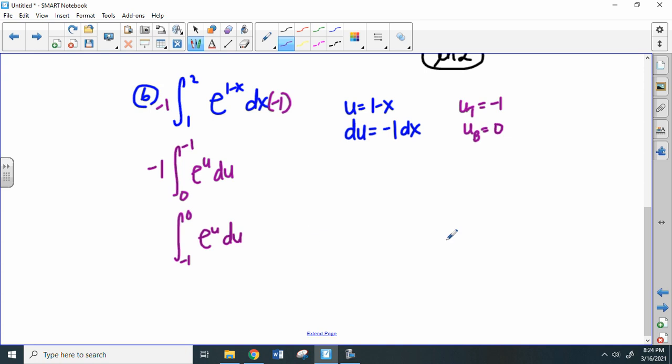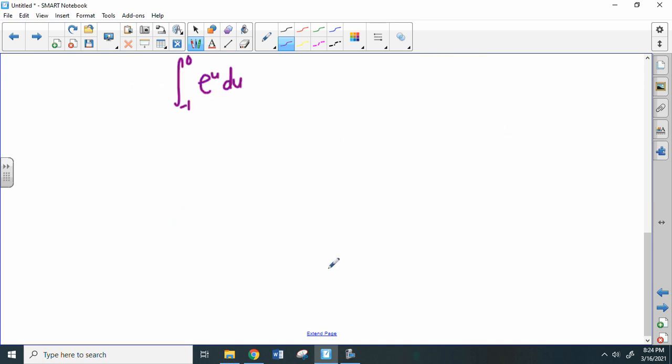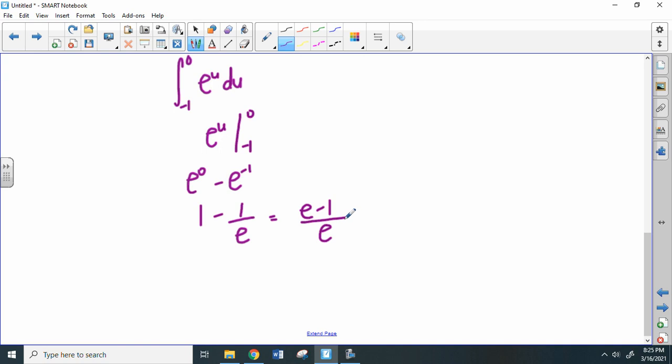Then the integral of e to the u du is itself. And now all I have to do is plug in the bounds. So remember, it's top minus bottom. E to the 0 is 1. It's better not to use a negative exponent. So that is one way to write the answer. Another way to write it is to get a common denominator. So that is also an appropriate answer. And that concludes our lesson on using u-substitution for definite integrals.